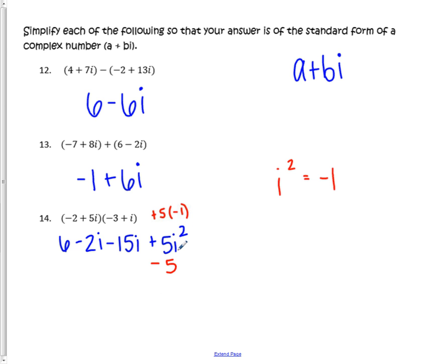So it helps to get rid of another i in the problem. So i squared being that negative 1 makes this part of the real part of your complex number. So 6 minus 5, there we get 1, and then negative 2i minus 15i is minus 17i. So that's going to be your final answer there.